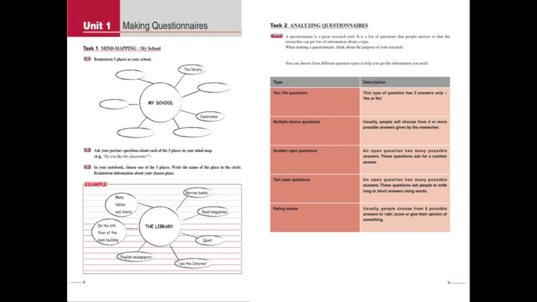For example, they might think of the library, the classroom, the cafeteria, the gym, the English lounge, etc. Students then work in pairs to ask each other what they like about these areas at their school, and there is an example brainstorm of the library where students can break down these places into smaller component parts. For example, a library is a place where you borrow books, read magazines, it's a quiet place, you can use the internet, and so on.